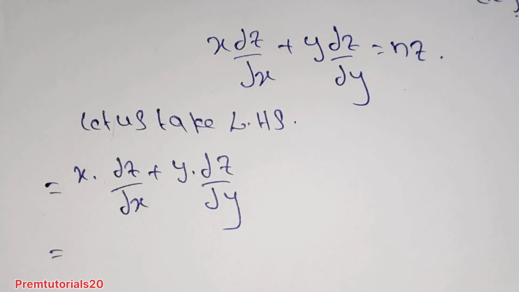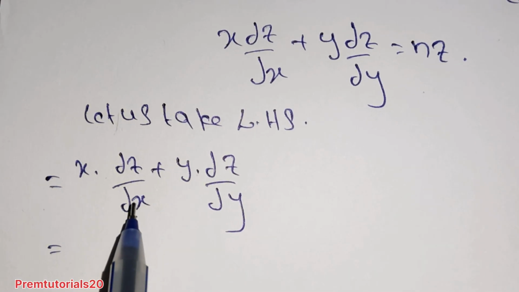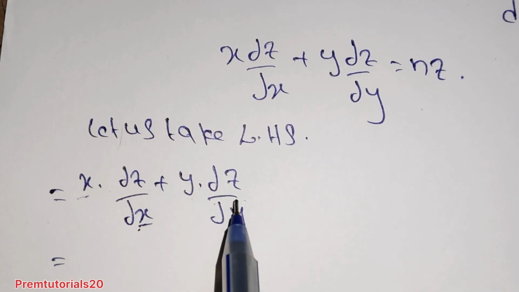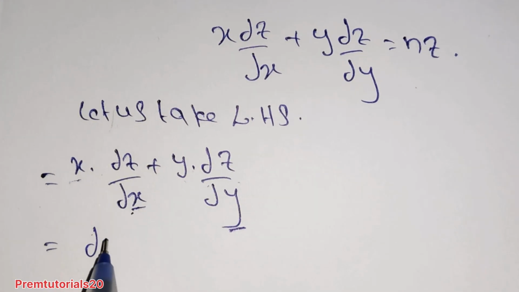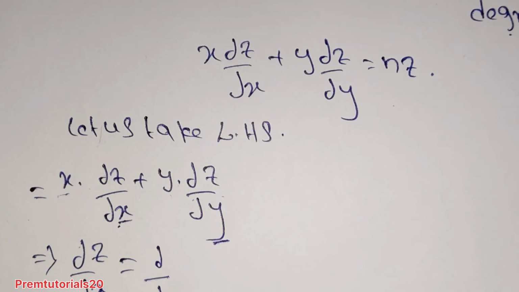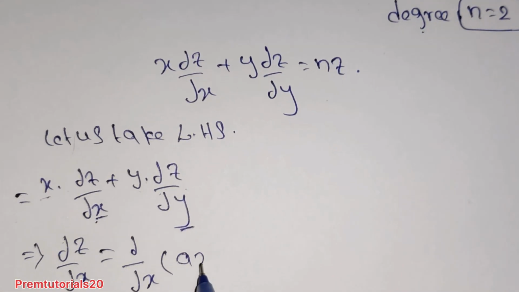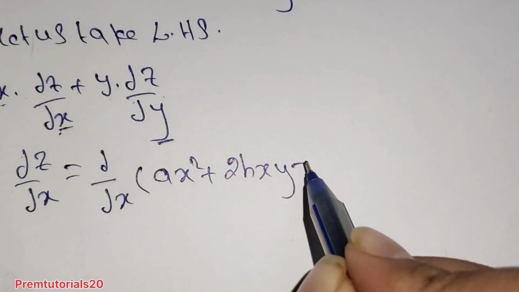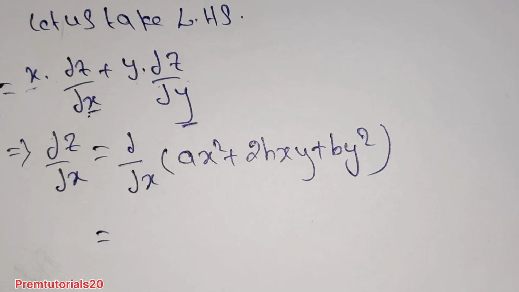What is the meaning of ∂z/∂x here? ∂z/∂x means the partial differentiation with respect to x, and this one is the partial differentiation with respect to y. Now let us solve separately. ∂z/∂x: what is the value of z? In the starting we wrote z = ax² + 2hxy + by². We are already familiar with differentiation.